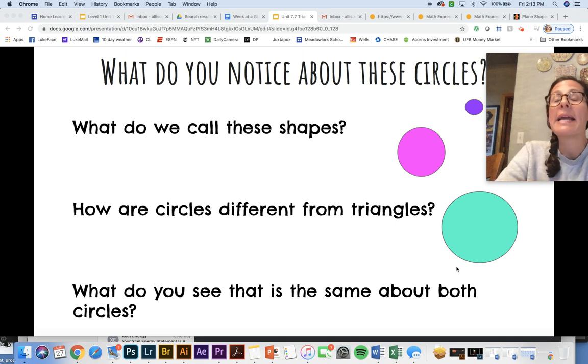A triangle could be absolutely any color in the world. It does not necessarily have to be a certain color. And it doesn't have to be a certain size. There could be a circle that is as big as a car or as small as an ant. It doesn't matter about the size. Great.